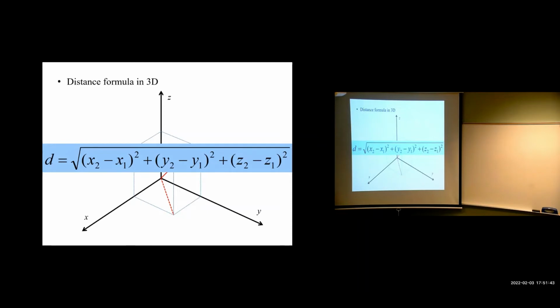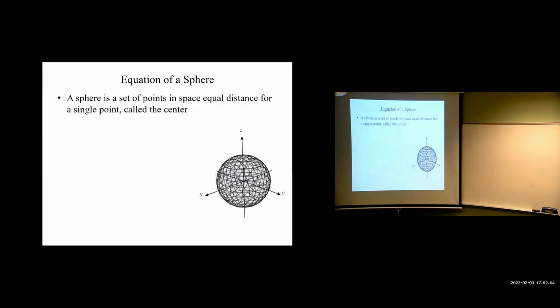Why am I telling you this? We might use the distance formula in 3D. It's not hard. It is just the Pythagorean theorem, but it's the same idea. If we set d to be a constant, then what we're looking at is the collection of all the points that are the same distance from a single point. That creates one of our favorite 3D graphs, the sphere.